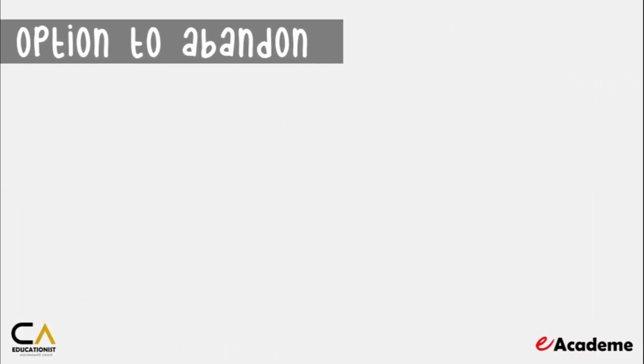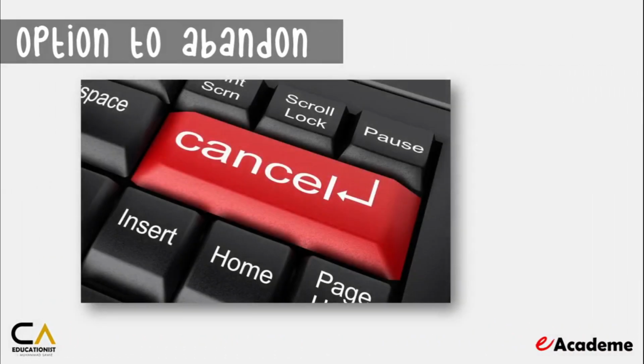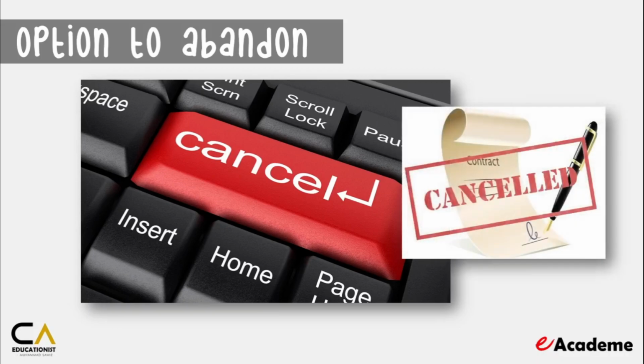Option to abandon. If the project provides a possibility to withdraw in future in case the plans did not turn out as expected, the project has a real option to abandon. For example, if the investor can break the lease agreement of land to be used in the project at any time in the future, this will be considered as an option to abandon.